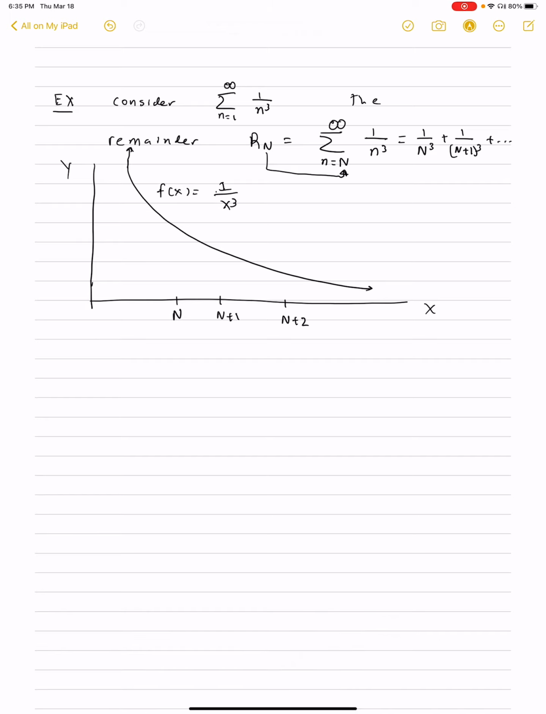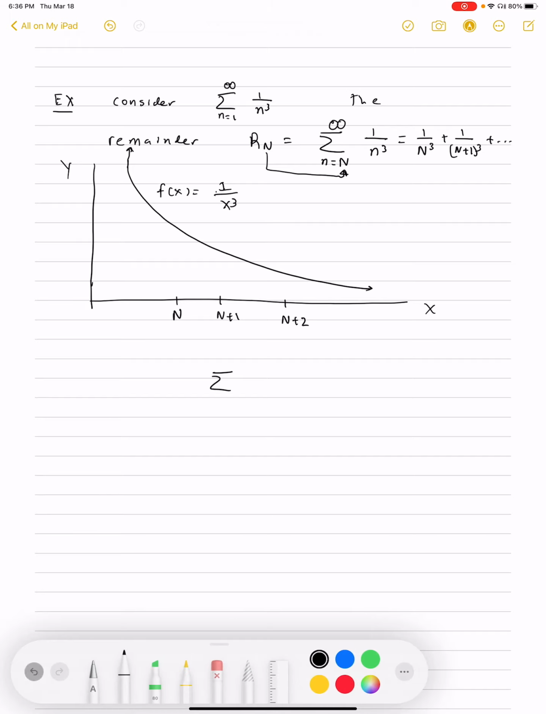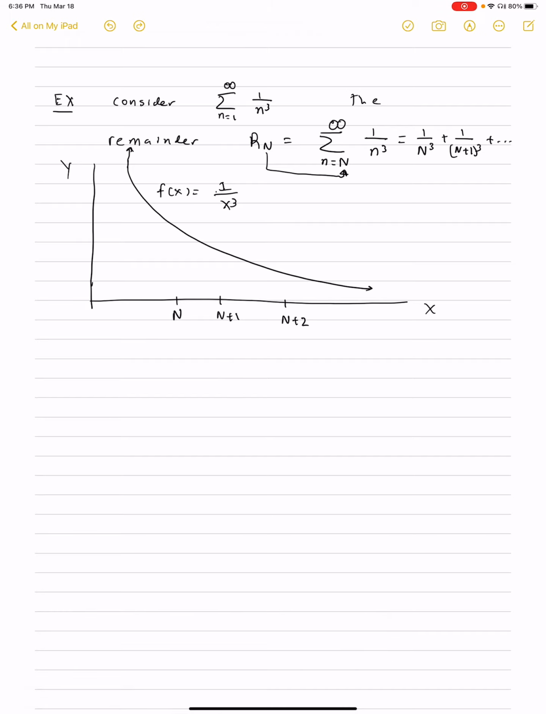One thing I'm going to put is r sub n. I'll put both actually. I'm going to put r sub n here, which, to clarify, is the summation from n equals capital N to infinity of a sub n. And I'm going to come up with two bounds for the remainder.